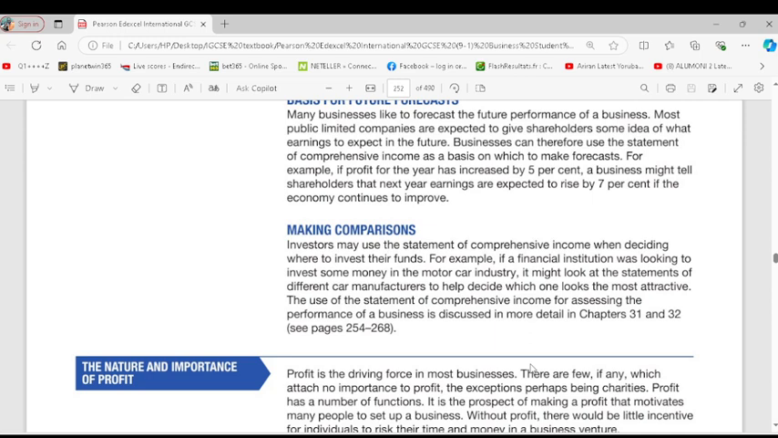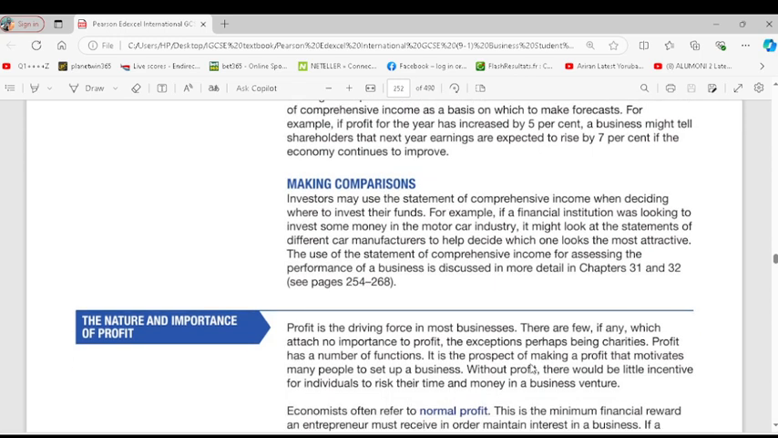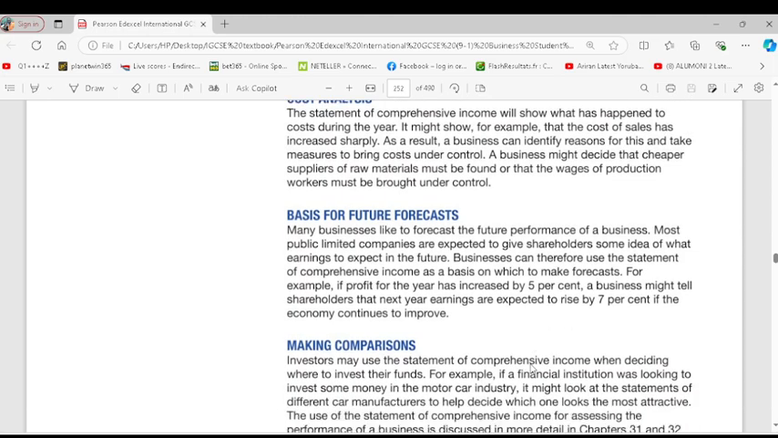So what you are expecting for this year. You might be able to find some similarities in the previous statement of comprehensive income and the present statement of comprehensive income, which you can use for the future forecast. Clear? Making comparisons. So with the statement of comprehensive income, you can compare the previous year with the present year to know your performance, if you are doing better now than last year, or you are not doing as well as last year. Clear? These are the reasons why we can use a statement of comprehensive income.